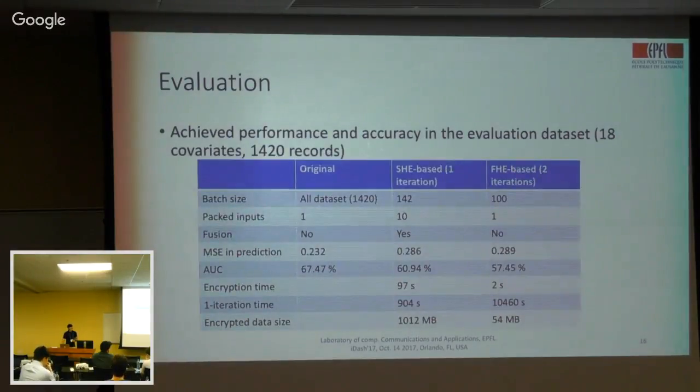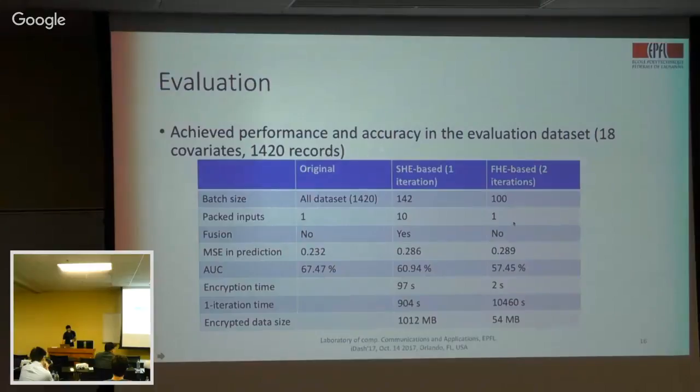So the achieved performance for the evaluation data set here, comparing the somewhat homomorphic encryption solution with the fully homomorphic encryption solution. In the somewhat homomorphic encryption, we can batch. So we are packing 10 inputs in each of the encryptions. We can pack much more, but then the batch size would be much smaller and the precision of the result would be much lower. And we get, with just one iteration, 694% of AUC. So this is only 6-7% below the non-encrypted, clear text algorithm running to convergence.